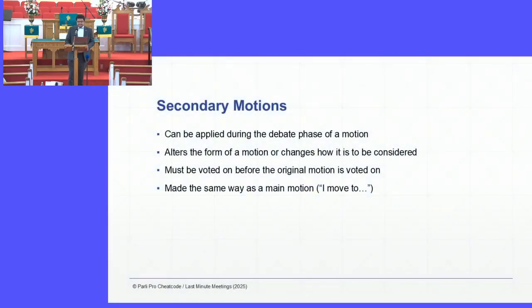Next slide. And so secondary motions are motions that are going to come up during the debate phase of the main motion. And the key is they are going to be voted on, you're going to follow the 6 steps again, and you vote on the procedural motion before you vote on the main motion as a whole. And I have examples of what that looks like. But essentially, your secondary motions are going to help you make more nuanced decisions. If you go to the next slide.